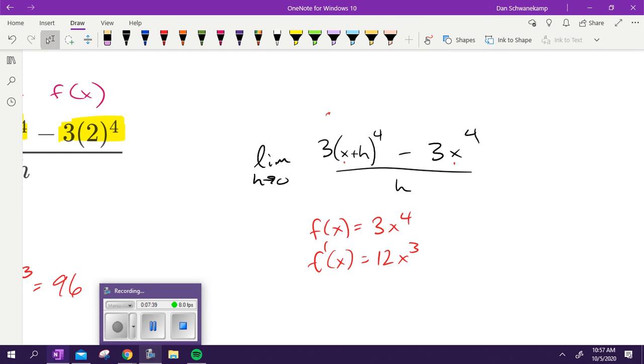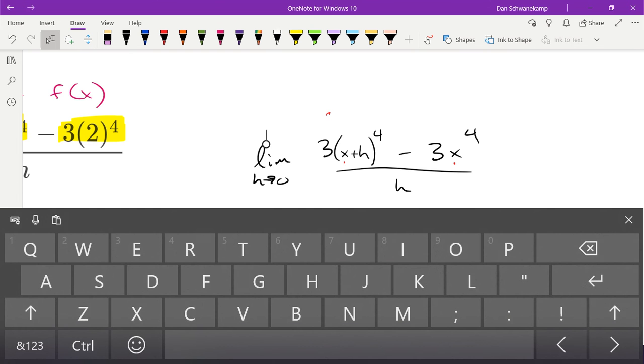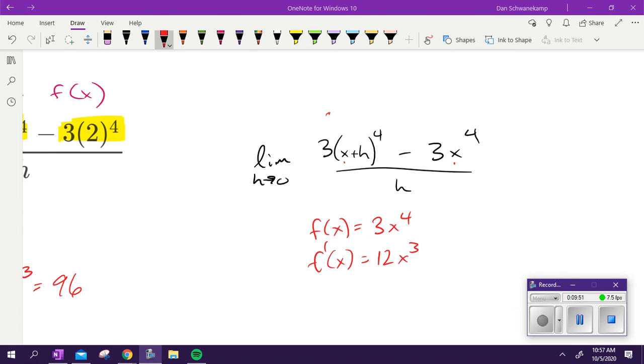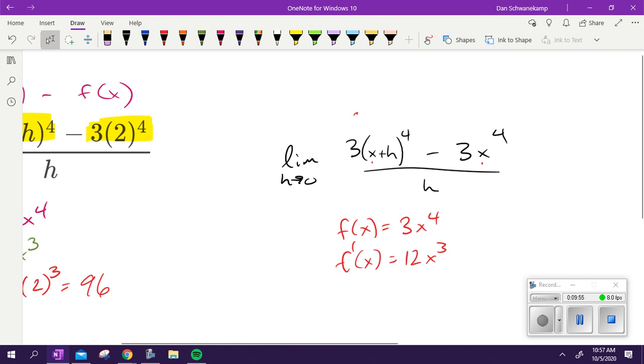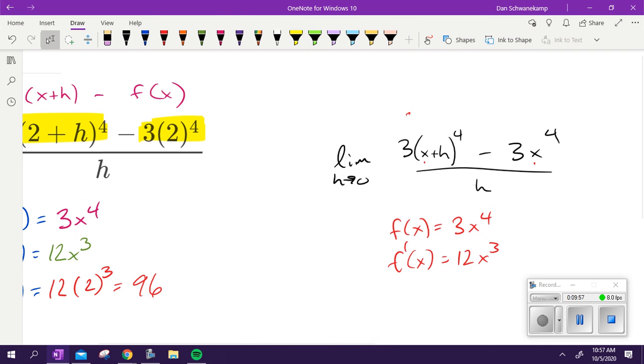Not necessarily. If they didn't give me anything, then I can't plug anything in. But if they gave me something, then I could go ahead and plug it in. Here they didn't. On this one they did. Here they gave me the 2. That one they just left it as x. Okay? If you are doing those problems.